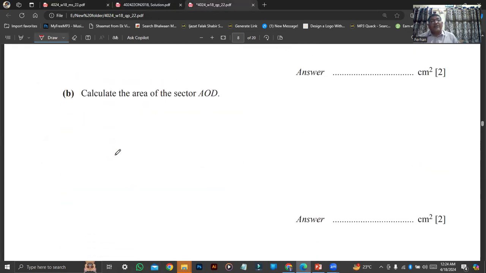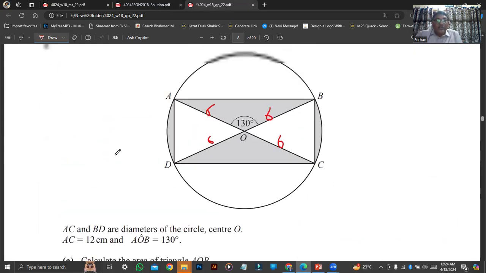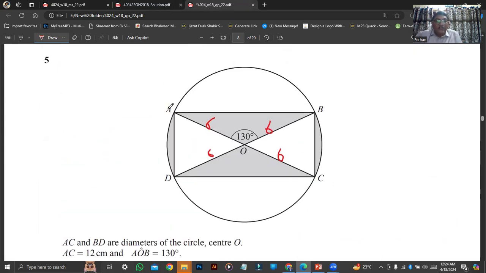Question number 5, and it's B part. He says calculate the area of the sector AOD. So they want me to find out the area of this sector AOD. First of all, I need to find this angle. This is a straight line. This angle is 130, so this angle will be 180 minus 130, and that will be 50. So this angle is 50 degrees.